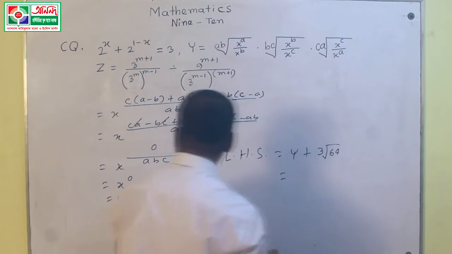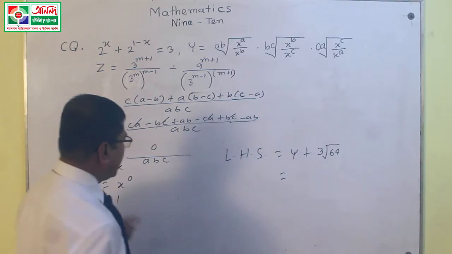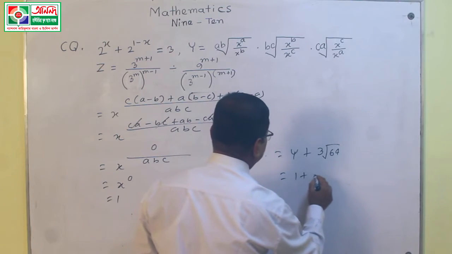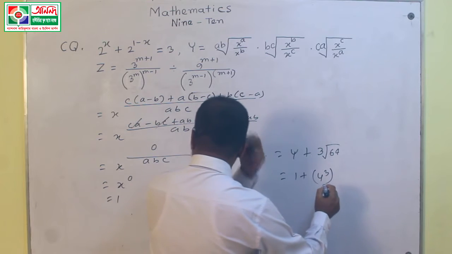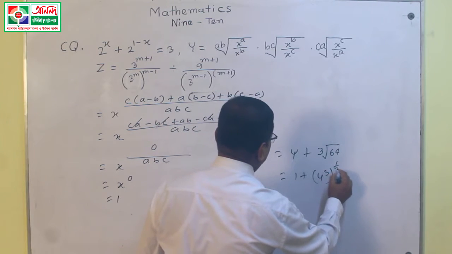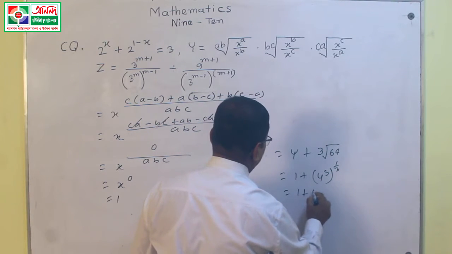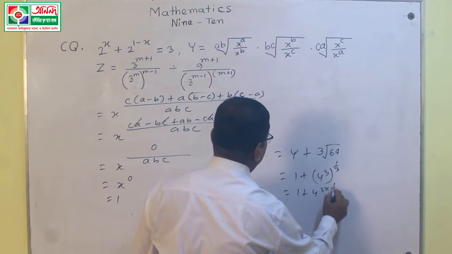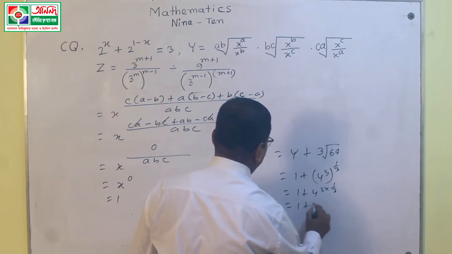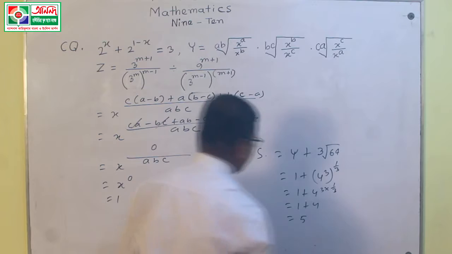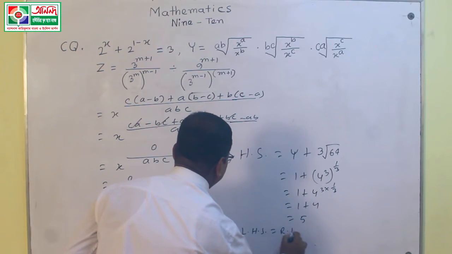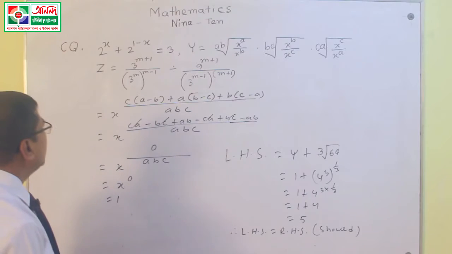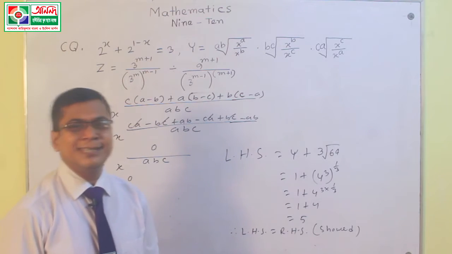So you can write here the value of y is 1 plus 64, you can write 4 cube, and cube root we can write the power in 1 by 3. So 1 plus 4 into 3 into 1 by 3. So you can write 1 plus 4 equal 5. Therefore, left hand side equal right hand side. Now we will do the question number C.